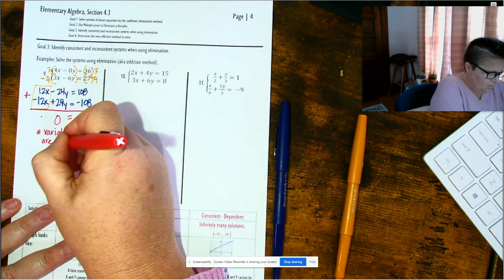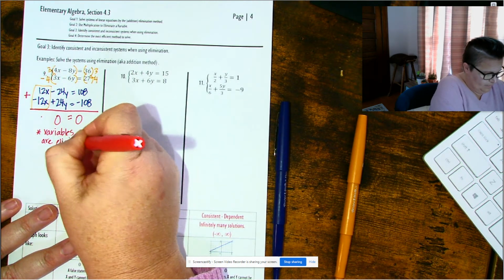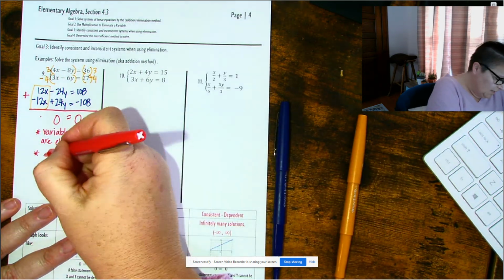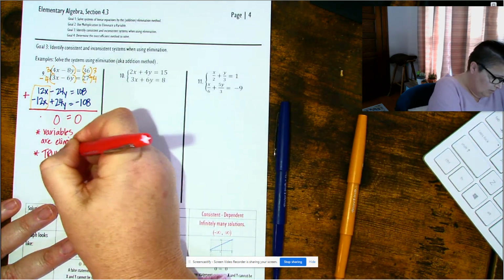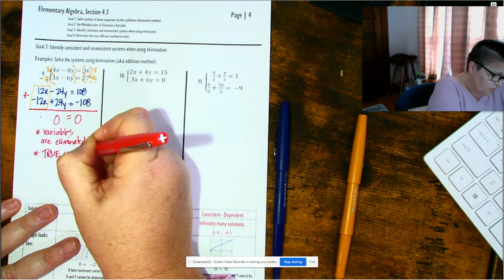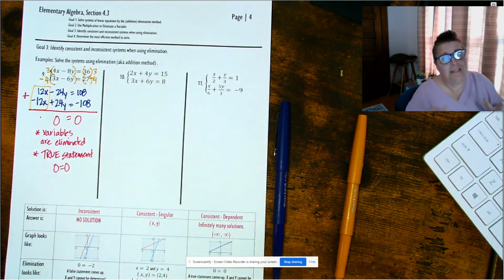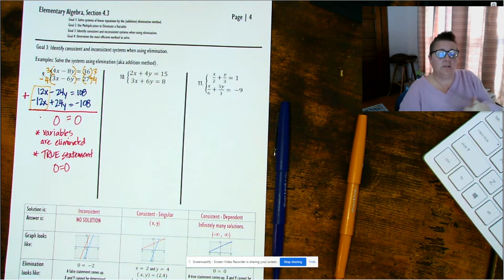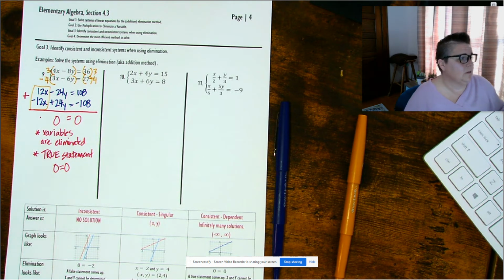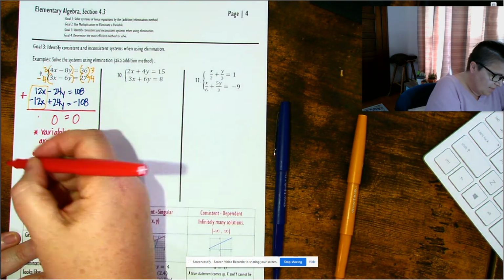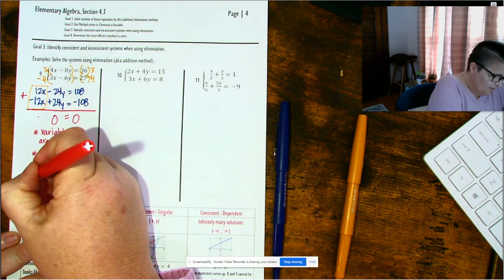Look at that. All my variables were eliminated. But I do have a true statement. What do I mean by a true statement? I mean I have 0 equals 0, and that is a true statement. All my variables are gone, and I have a true statement. We talked about this. Because I have a true statement, that means that this is the infinitely many.